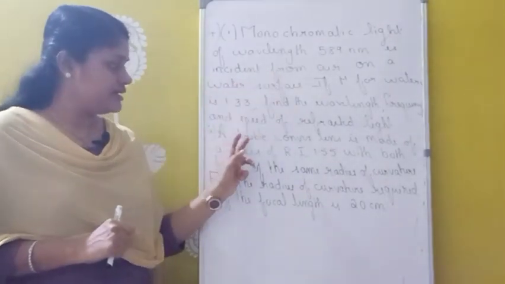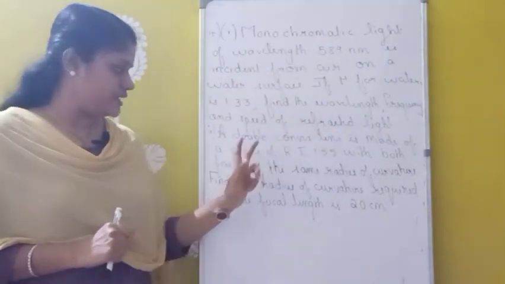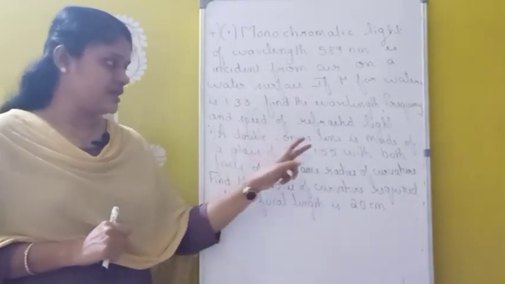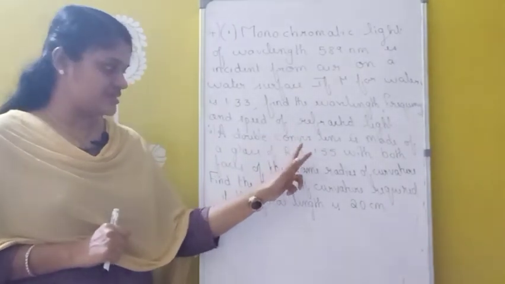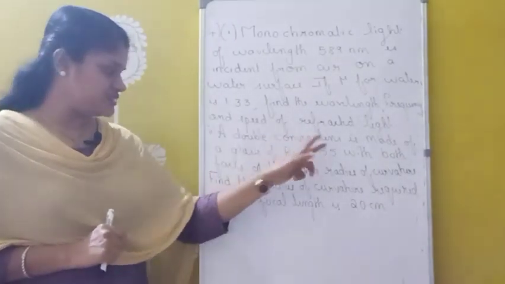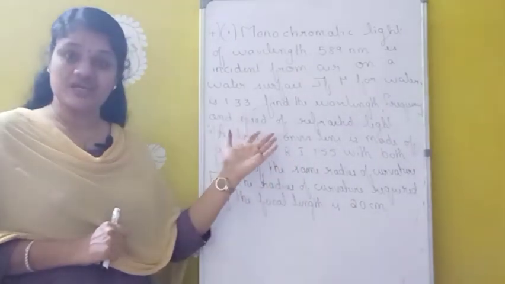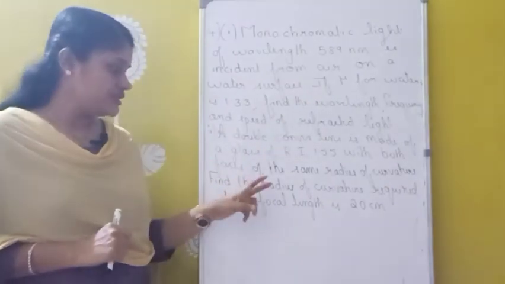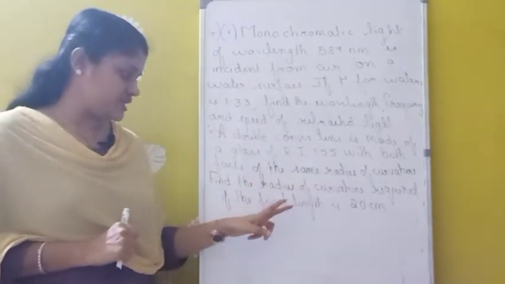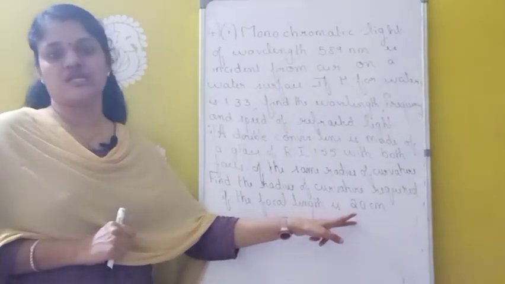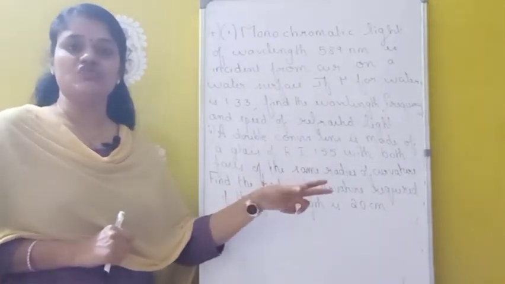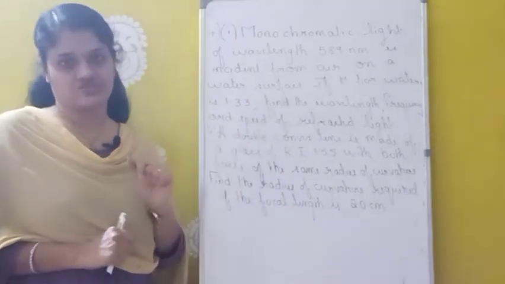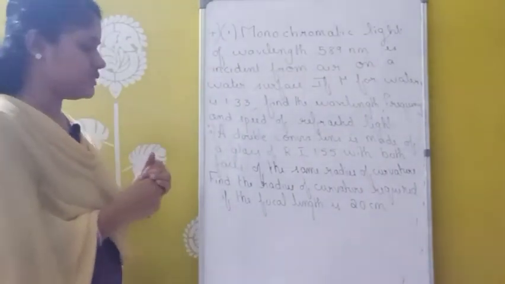Then the second part: a double convex lens is made of glass of refractive index 1.55. So we have a double convex lens made of glass, and this glass has a refractive index of 1.55, with both faces having the same radius of curvature. We have to find the radius of curvature required if the focal length is 20 cm. This focal length is given as 20 cm, and the radius of curvature is the same for both surfaces. Okay, first we can go for the first part.